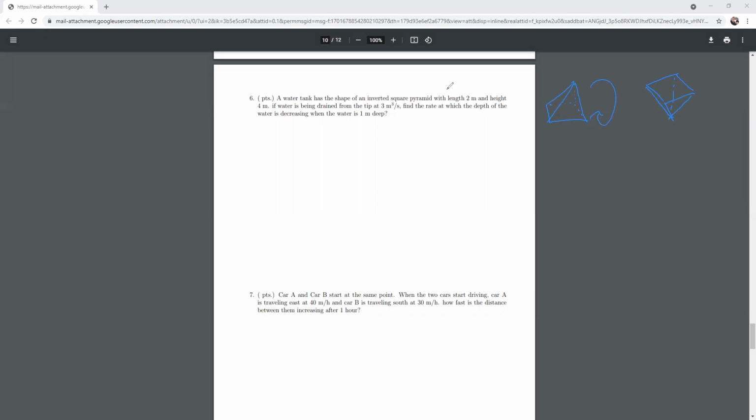Okay, square pyramid of length 2 meters. So one of the side lengths here is going to be 2. This is also 2 because it's a square.